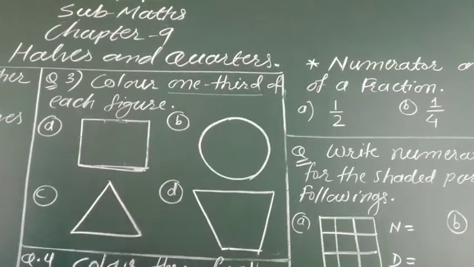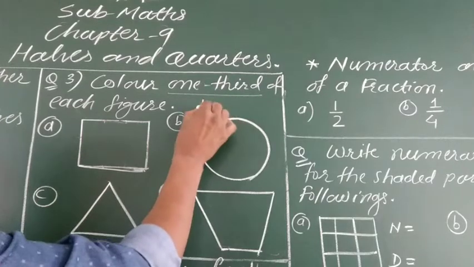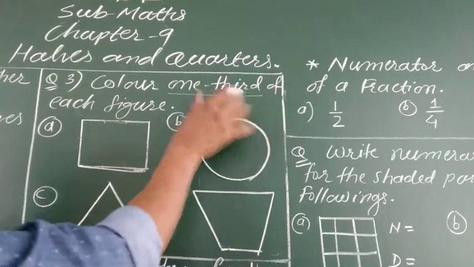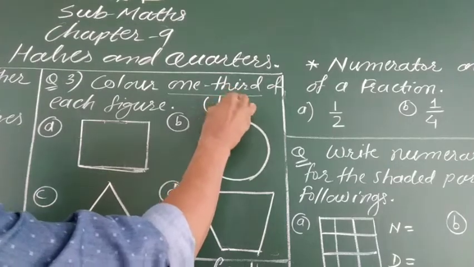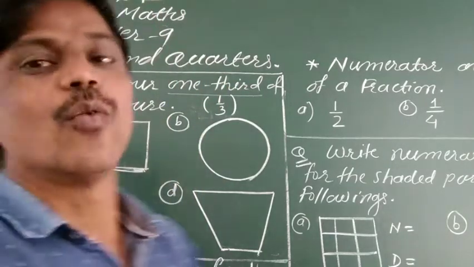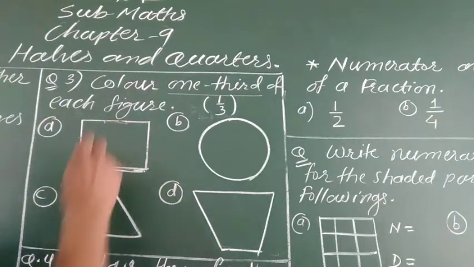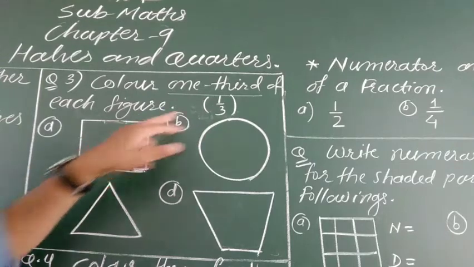Now question number 3. See, it's very simple. Color 1/3 of each figure. So what is 1/3? देखिए जैसे आपने 1/2 देखा था, 1/2 it is half. 1/4 it is quarter. Now here we have to write 1/3. 1/3 means 1 part out of 3 parts. It is called 1/3. Now here we have to make this shape.